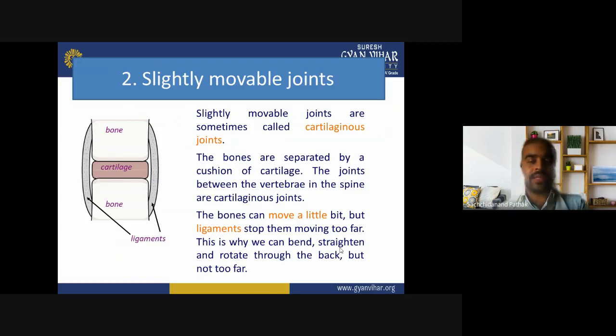Now here you can see the ligament. Ligament will attach bone to bone. Okay, that is the point. Now in this case it is a slightly movable joint. Why is it called a slightly movable joint? Because you can bend a little bit like this, but not too far, because these ligaments hold the bones together.